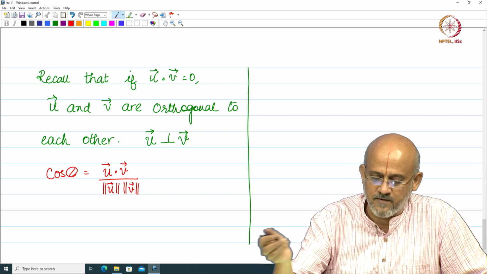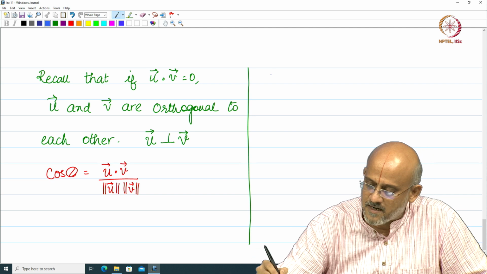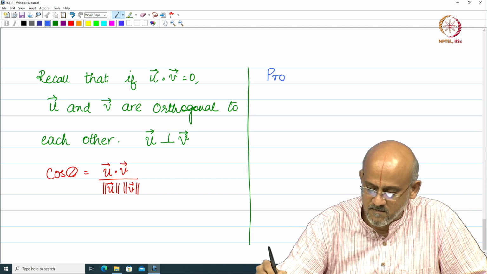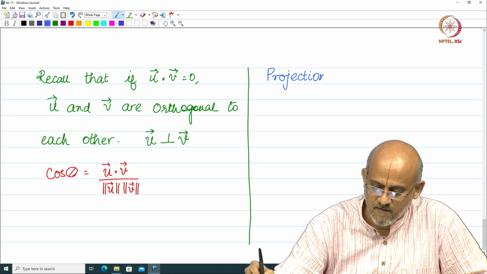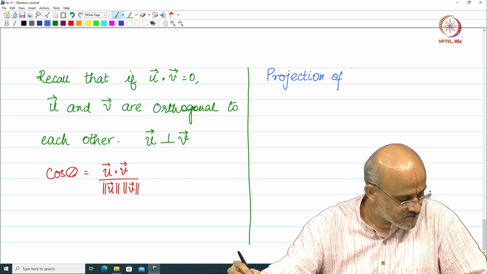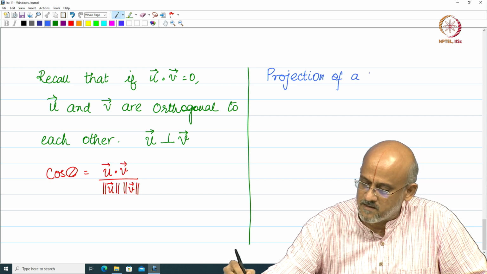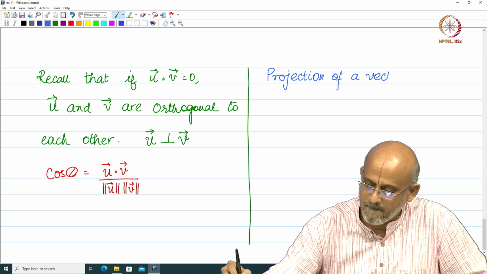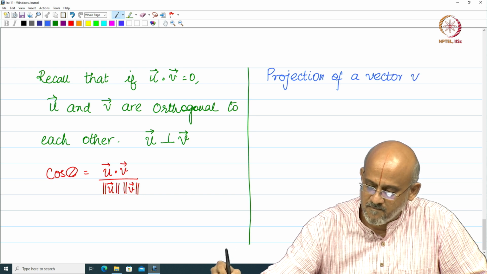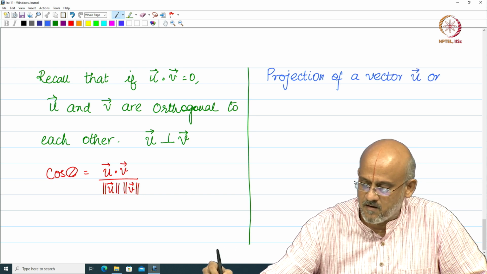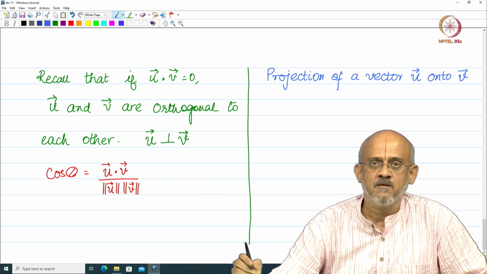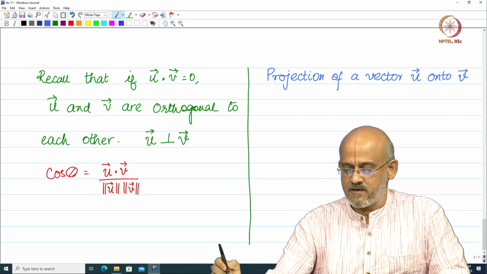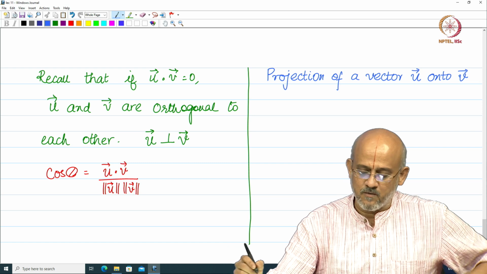So what are we going to do from now? We are going to look at the projection of a vector u onto another vector v.